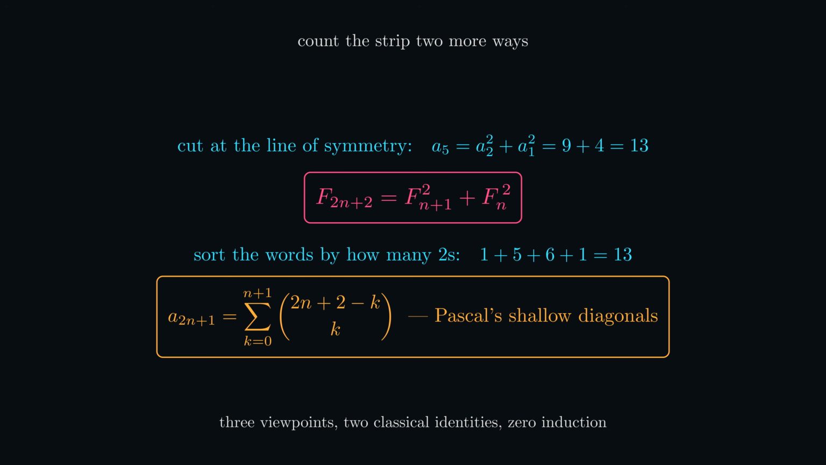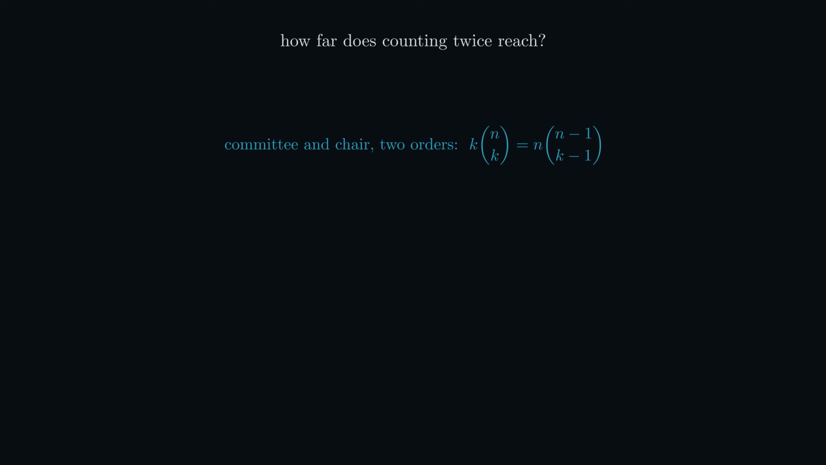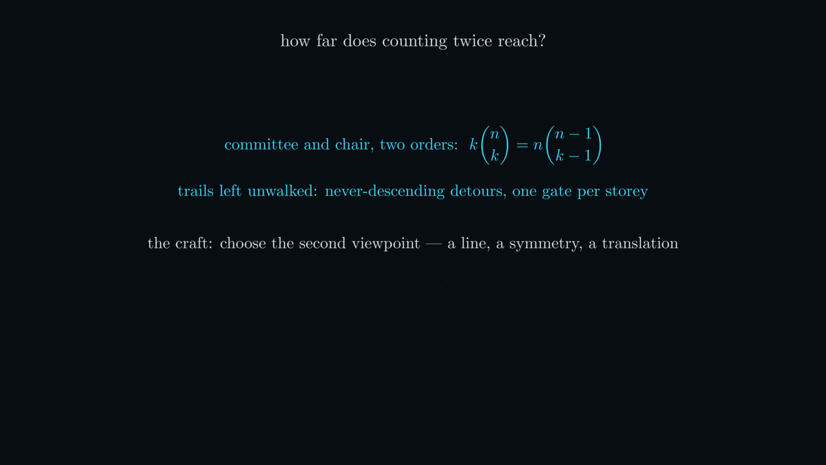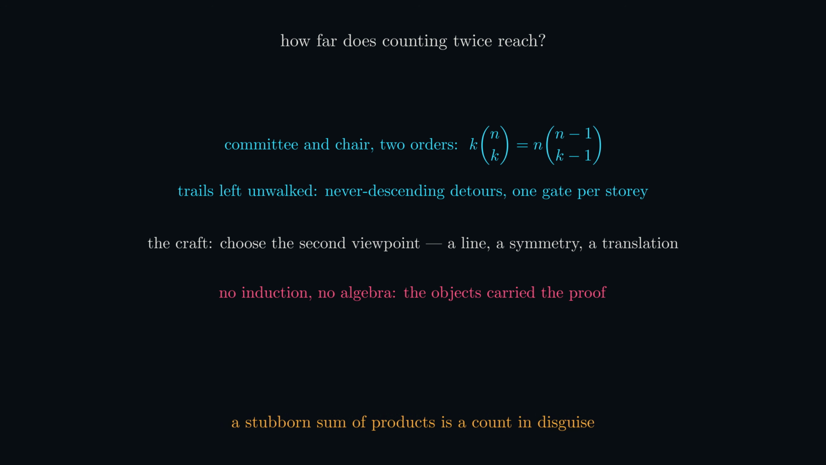And the word count, ones and twos, sorted by how many twos, reads the same total off Pascal's triangle along a shallow diagonal. 1 plus 5 plus 6 plus 1, 13 again. 3 viewpoints, 1 strip, 2 classical identities, and not 1 line of induction. How far does counting twice reach? Beyond paths, far beyond. Choose a committee and its chair in 2 orders, and you prove k times n choose k equals n times n minus 1 choose k minus 1.